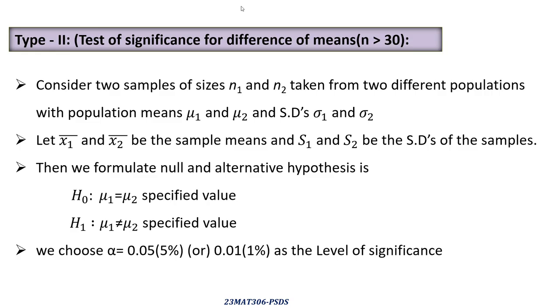In the previous lecture, we saw the test for a single mean. In this lecture, we will see it for different means. Different means means two means exist. So first we have to formulate the null and alternate hypothesis.